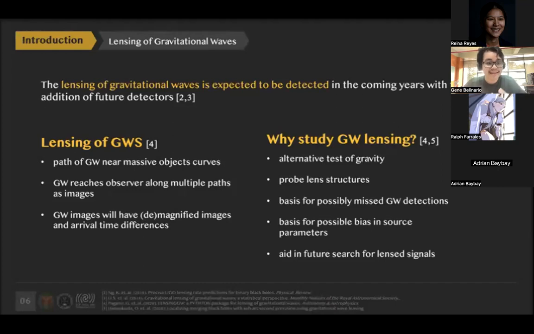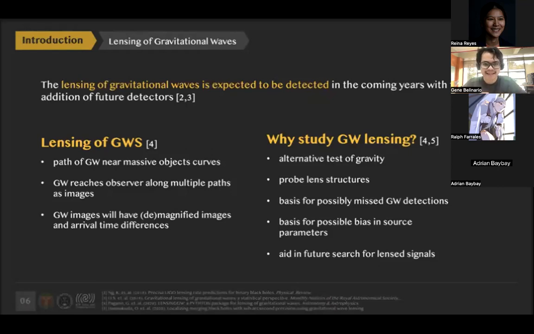Basically, the lensing of gravitational waves follows the same principle as the gravitational lensing of light, where the presence of a massive object will cause the propagating wave to curve. In this case, if a gravitational wave is traveling near the massive object, its trajectory will curve. It will reach the observer along different paths, resulting in different images of the gravitational wave. And these images will be either demagnified or magnified, and they will arrive at different times to the observers.